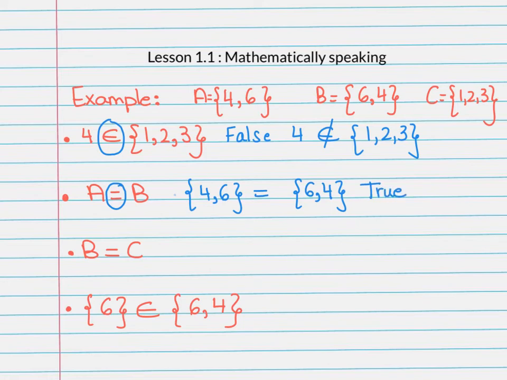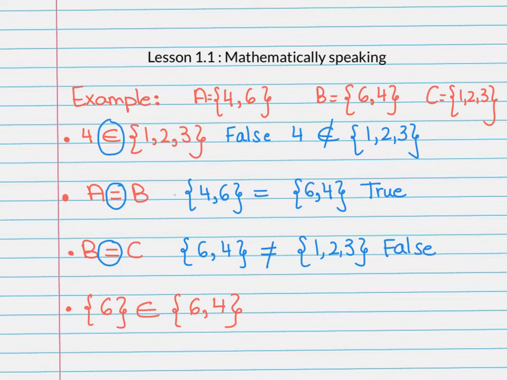Statement 3. Set B is equal to set C. I'm using the symbol equal. Let's list the elements and check if they are the same. B has elements 6, 4, and C has the elements 1, 2, 3. Before even checking, if you look over here, this has 2 elements and this has 3 elements, so definitely they are not equal. And this has elements 6 and 4, which are not found in set C. So this statement is wrong, false. They are not equal because they do not have the same elements.